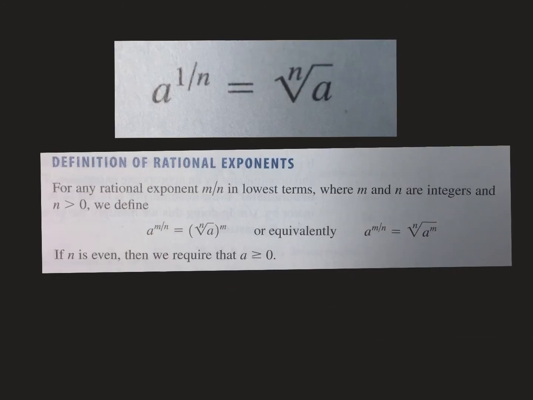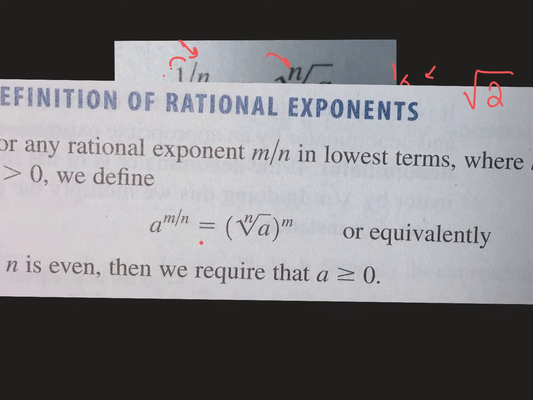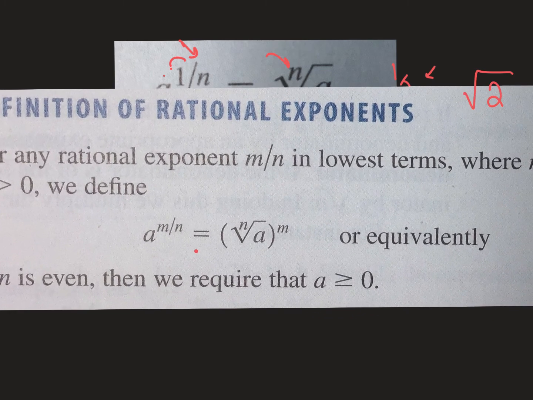Okay, fraction exponents. When you see a fraction exponent, the bottom is the root and the top is the power. So if you see a to the 1 over n power, it just means the nth root of a. Like if you see 2 to the 1/2 power, the bottom number of your fraction is the root, so it's the square root of 2. If you have a fraction that doesn't have a 1 in the numerator, like this one, you have an m on top and an n on the bottom. The bottom number is the root, so it's the nth root. The top, the numerator, is the power.